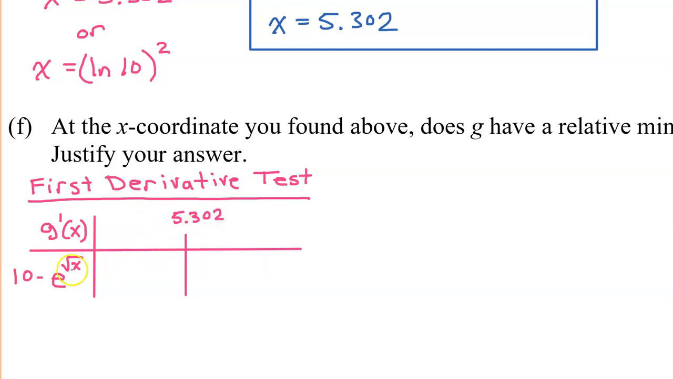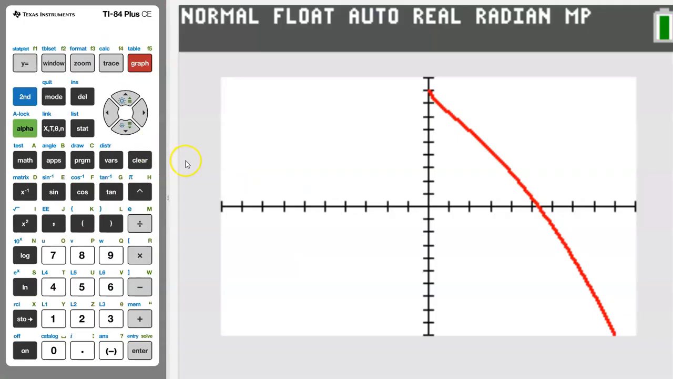If I were doing this by hand, I would pick a test value to the left of 5.302. For example, if I put in 0, then that would be e to the 0, which would be 1. And then 10 minus 1 is 9, which is positive. So I have positive values over here. And then if I pick values that are bigger than 5.302, like say if I do e to the 10th power, well, that's a really big number, so 10 minus that will definitely be negative. And then I could see that the first derivative is going from positive to negative, which indicates that we have a relative maximum. Kabam!